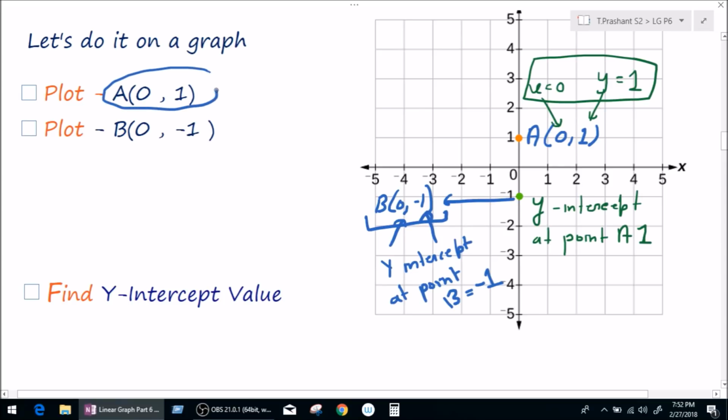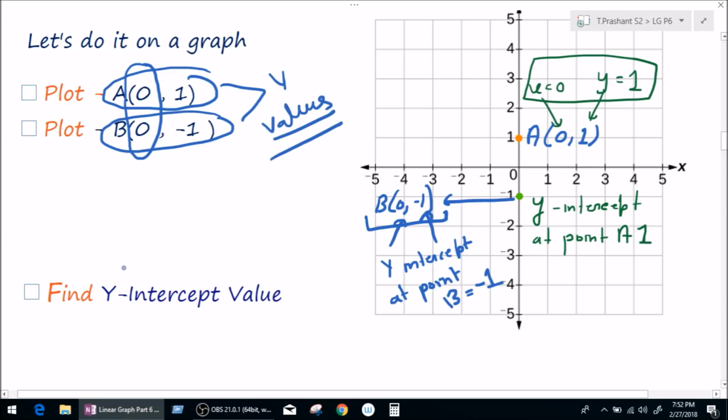So point A and point B are the same in just one term, x equals 0, because both y values are not the same. So we have two y-intercepts. At point A, our y-intercept is 1, and at point B, our y-intercept is minus 1. It means we can have multiple points on the graph where we could find a value for our y-intercept.